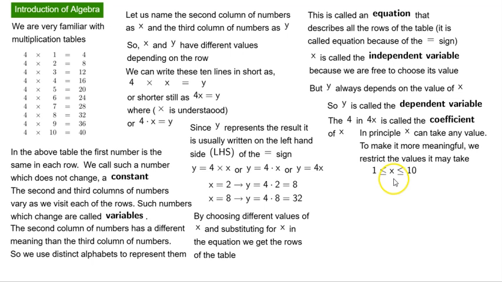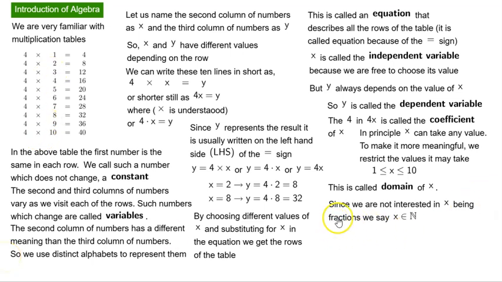So we say x is between 1 to 10. That is, 1 is less than or equal to x, which is in turn less than or equal to 10. This is called the domain of x. So here what I have done by putting this condition, I have said that these numbers can be 1 to 10, but it could still be fractions, right? So since we are not interested in x being fractions, we say x is in the set of natural numbers.